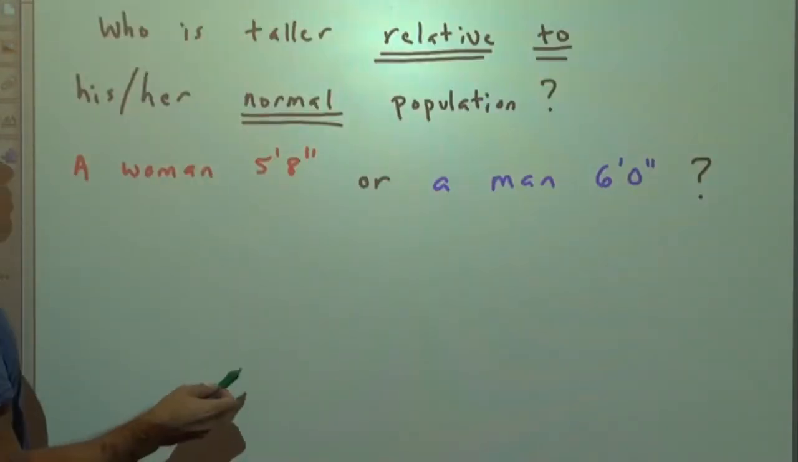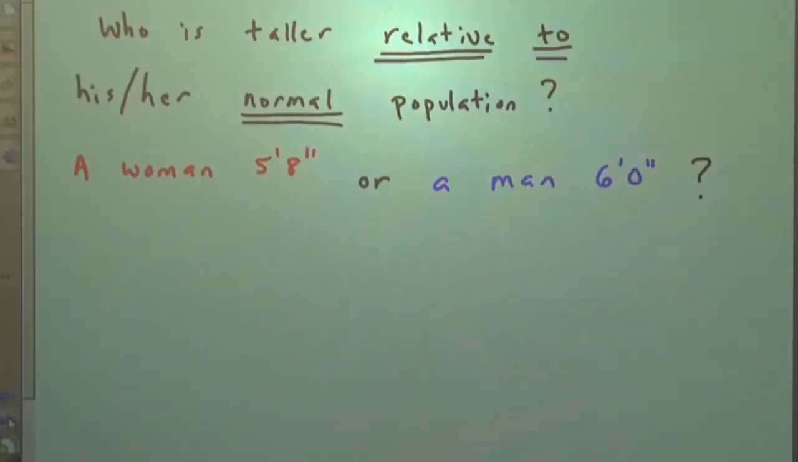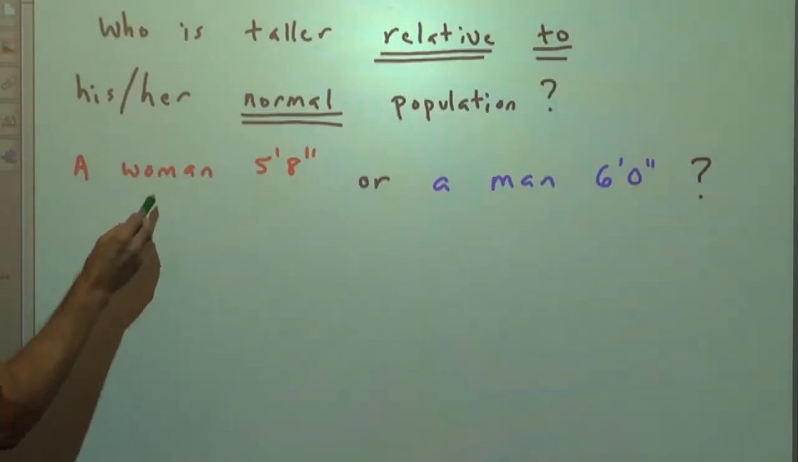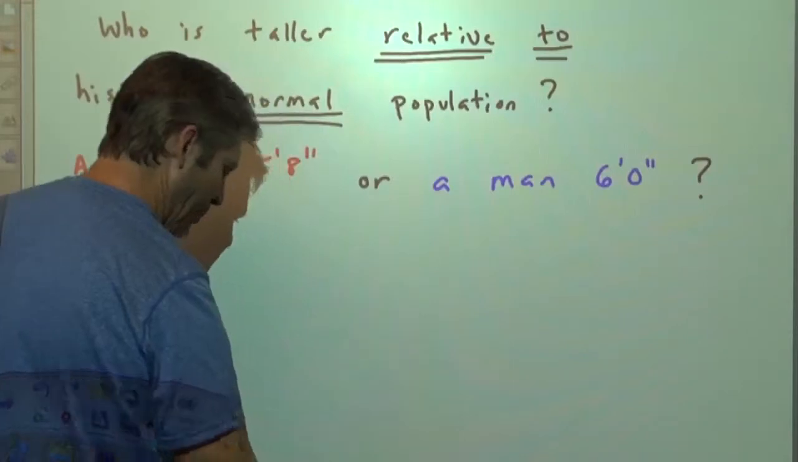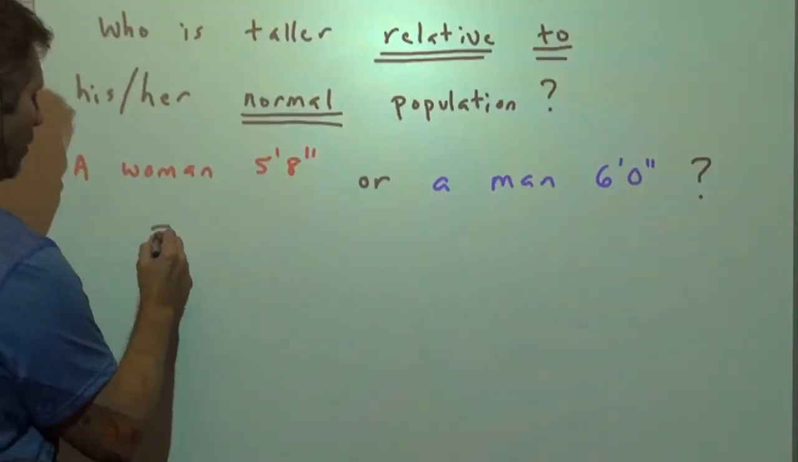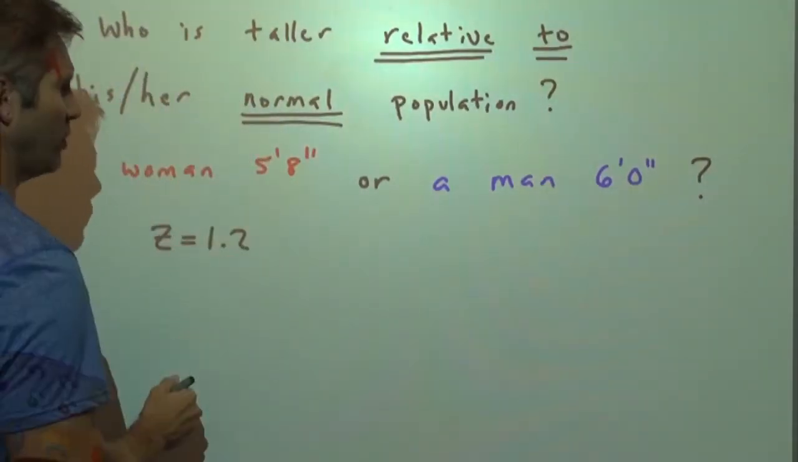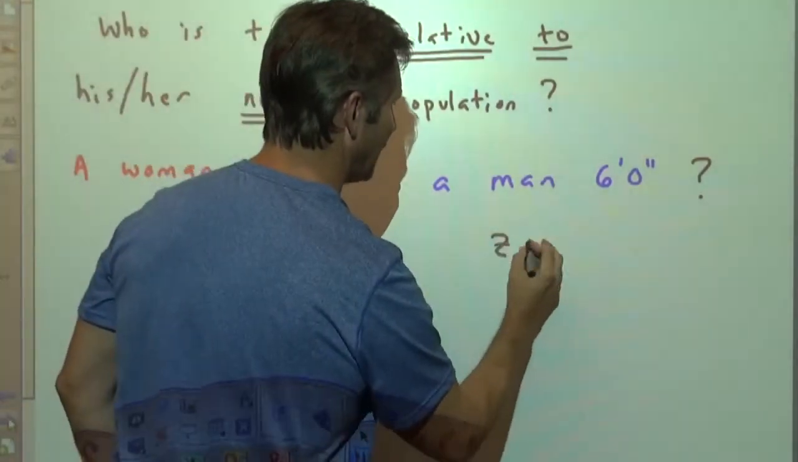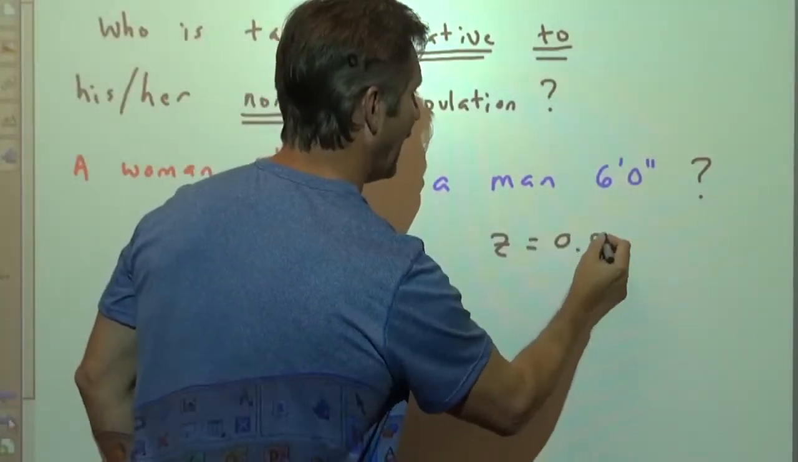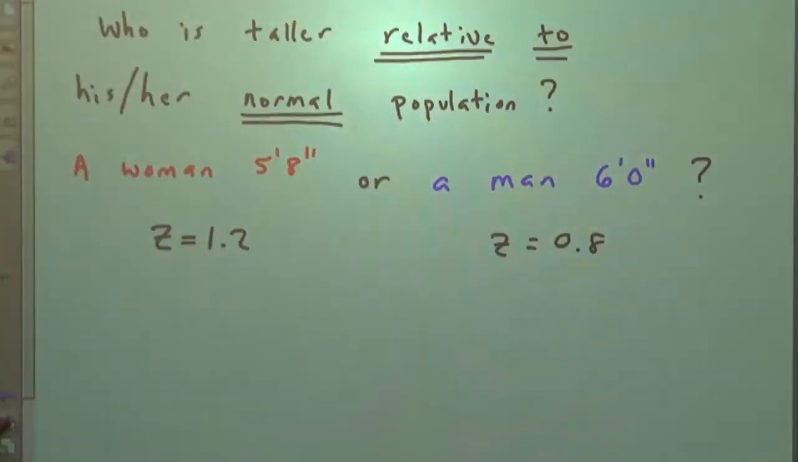Now we could say, who's taller relative to his or her normal population? Is it the woman who's 5'8" or the man who's 6 feet tall? Well, remember, the female's z-score was 1.2. She's 1.2 standard deviations above the mean. The male's height was only 0.8 standard deviations above the mean. So, let me go back, so sorry.